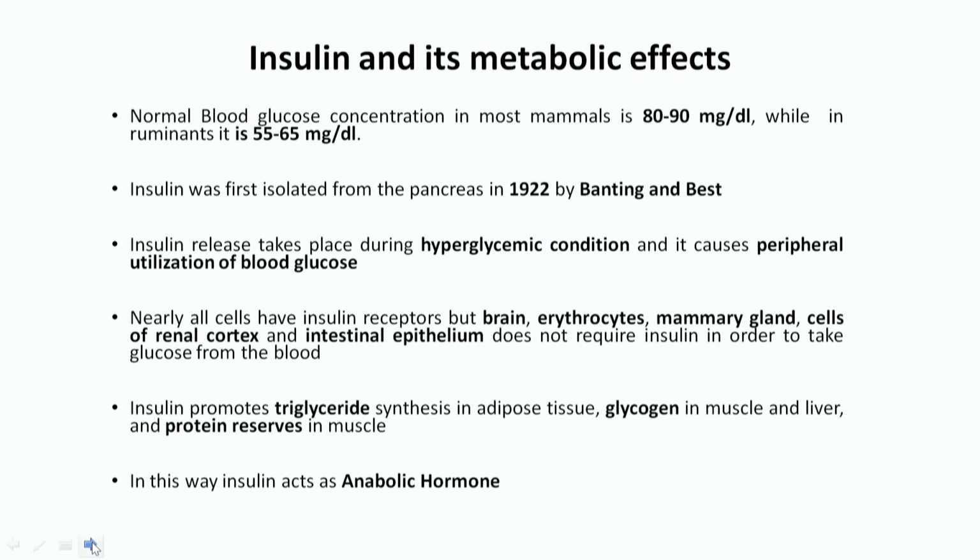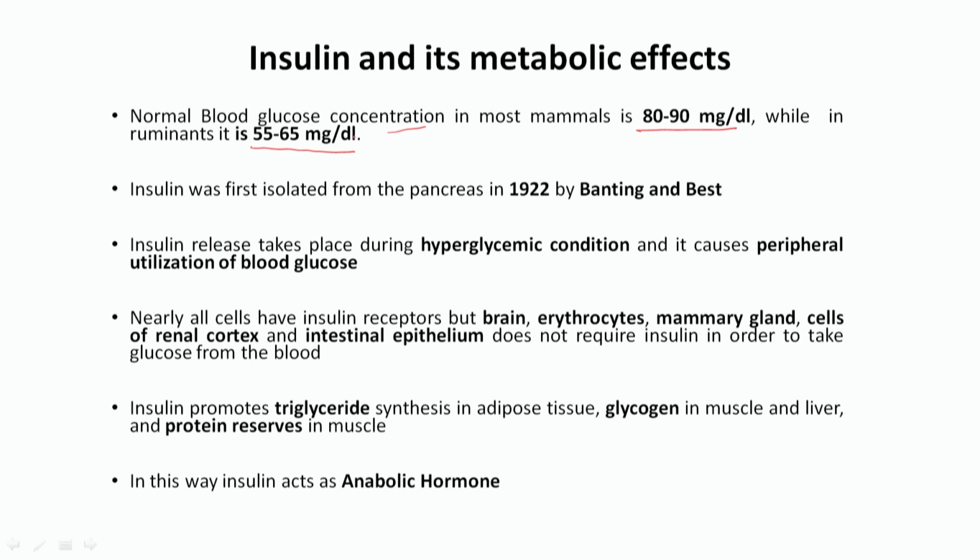Now what is insulin and its metabolic effect? As we know, glucose concentration in most mammals is around 80 to 90 milligram per deciliter, but in ruminants it is only around 55 to 65 milligram per deciliter. Why is the glucose concentration less in ruminants? Because the end product of carbohydrate digestion is not glucose but volatile fatty acid. So that's why the glucose concentration in ruminants is a little less compared to other mammals.